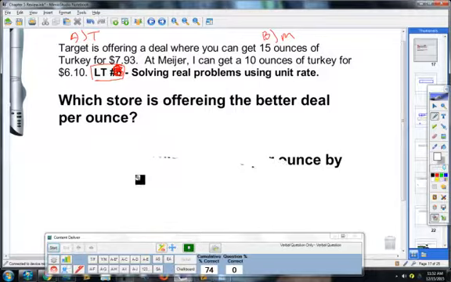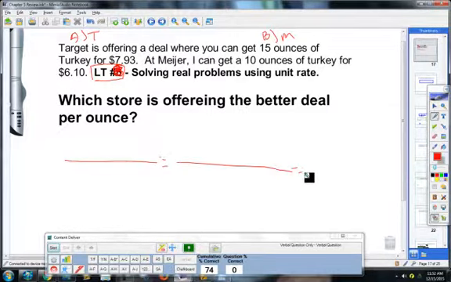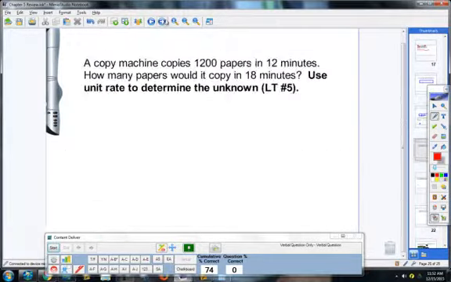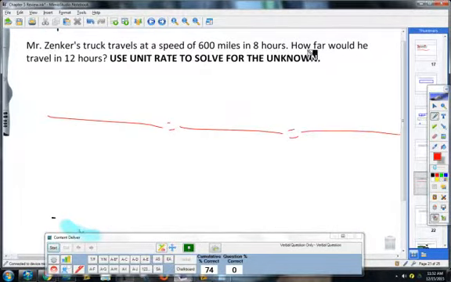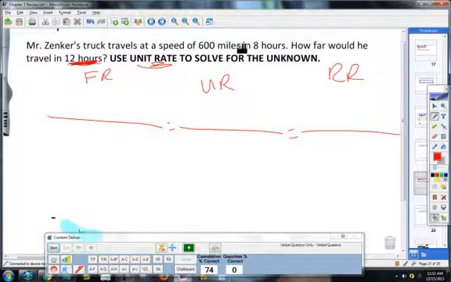So whenever it says which store is offering the better deal per ounce, I see some people, as I was just kind of looking around, I see people doing this, like getting confused by not understanding when we do this. This is when we would do that. Okay? And the reason we do is because, look, we want to know how far he would travel in 12 hours, but we have to use the unit rate. So this one here is the fake ratio. This is the unit rate ratio. And this is the real ratio. Right, guys? Yes. That's when you're trying to find an unknown using unit rate.